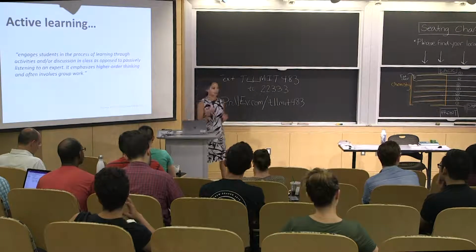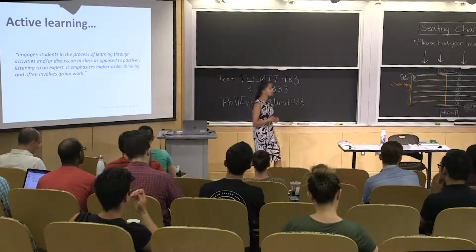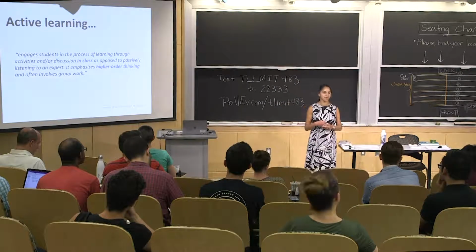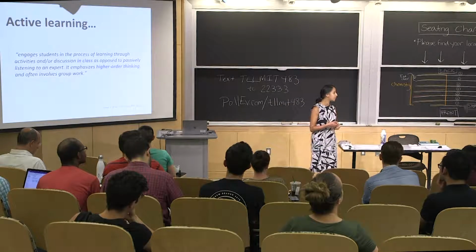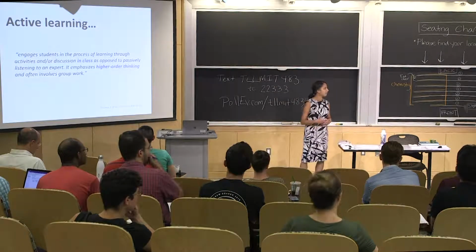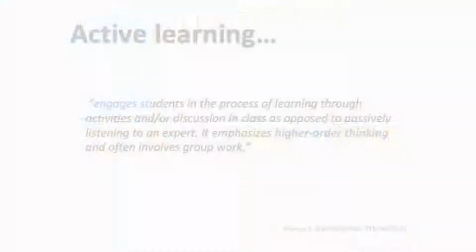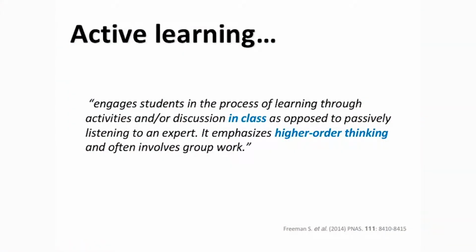I think it helps to get on the same page with regards to what active learning is. This is a definition from a key paper on active learning, which we'll be talking about momentarily. The author defines it as such: active learning engages students in the process of learning through activities and/or discussion in class, as opposed to passively listening to an expert. It emphasizes higher order thinking and often involves group work. I'll highlight the in-class part.